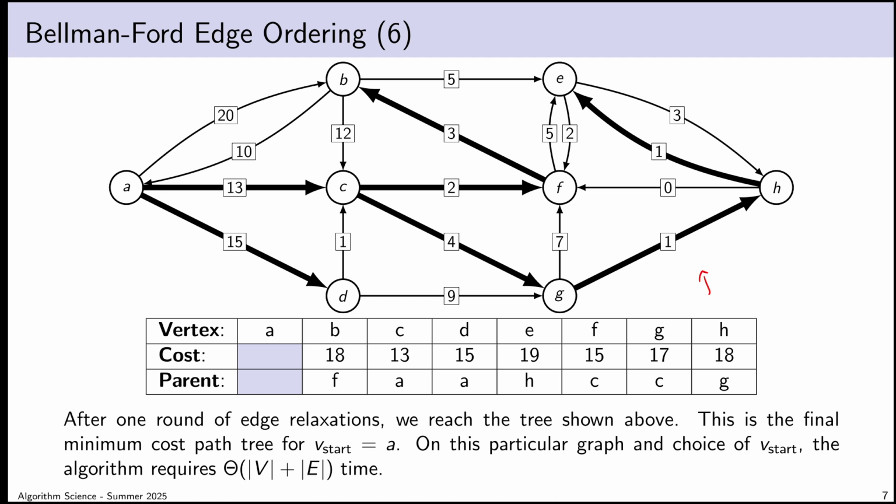This is the minimum cost path tree, after only one round of edge relaxations, on a graph with 8 vertices, where normally I would have to do 8 iterations of the outer loop. But here I only need 1. And what we'll see in a minute is there is strong evidence that the reason why the algorithm is so fast on this particular case is just because of the ordering in which I considered the edges.